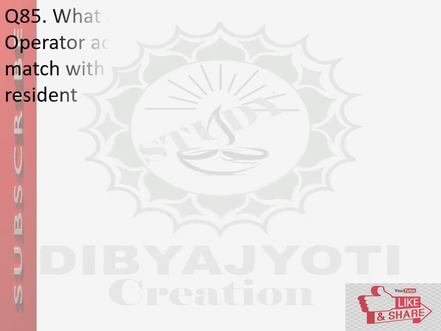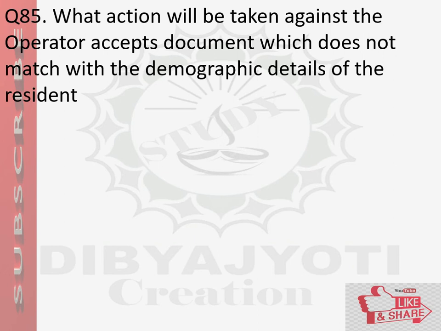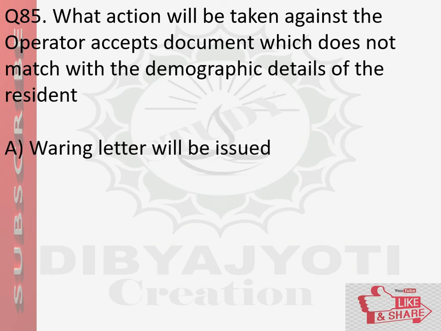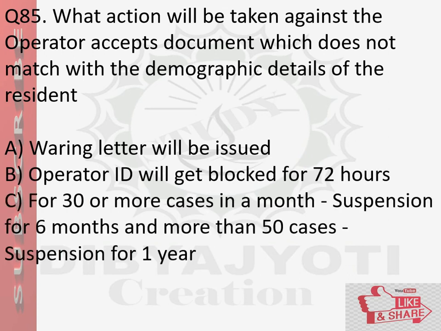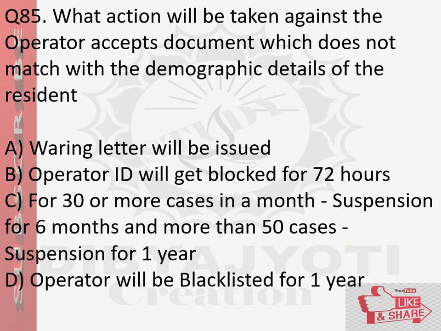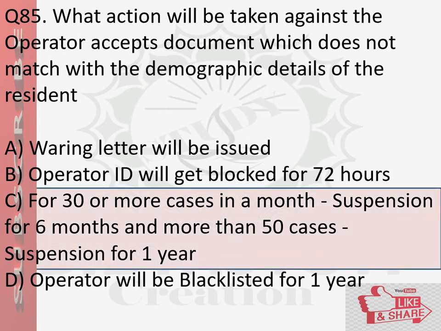Next, what action will be taken against the operator who accepts a document which does not match the demographic details of the resident? Options are: warning letter will be issued; operator ID will be blocked for 72 hours; for 30 or more cases, 6 months suspension, more than 50, 1 year suspension. And the answer is C.